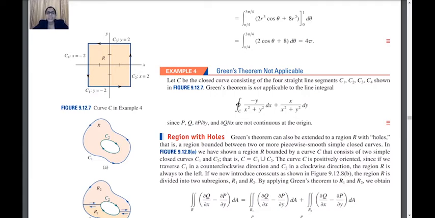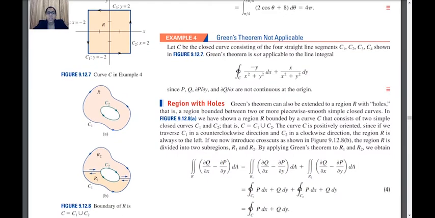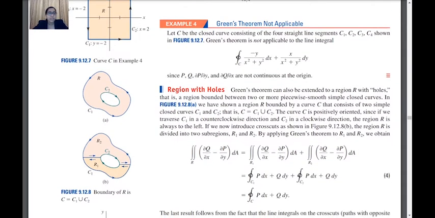Now, if you recall, if we have a circle over here, omitting this origin, that is a region with a hole. We are familiar with regions containing holes. If we omit the point (0, 0), Green's theorem can be applicable because the functions are all well defined there, and they are continuous also. So the next concept is that the Green's line integral can be evaluated for regions with holes using Green's theorem.